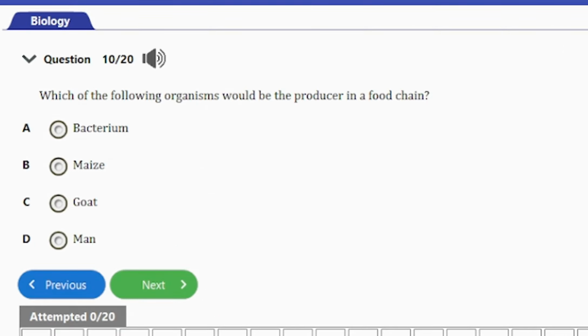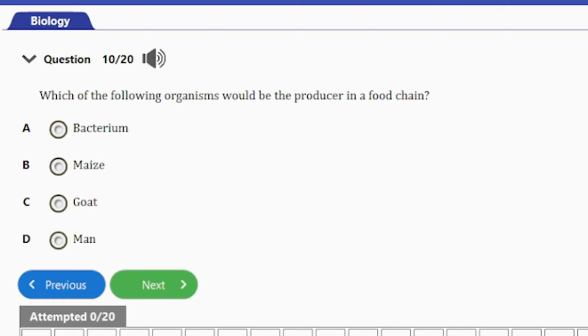Question number 10. Which of the following organisms would be the producer in a food chain? A, bacterium, B, maize, C, goat, and D, man. Looking at all the options here, the producer will be maize, because that's the green plant that has the ability to manufacture food among the options given here.